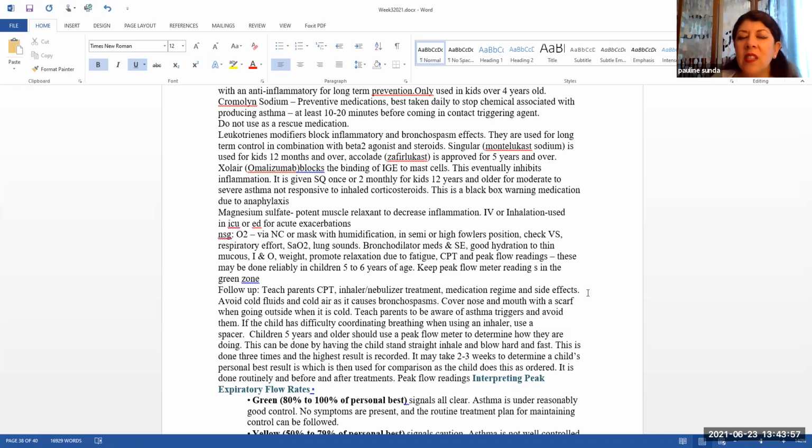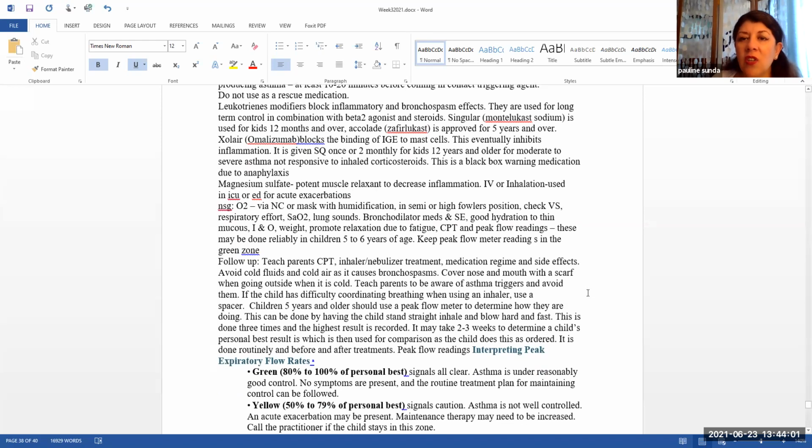Leukotriene modifiers, these block inflammatory and bronchospasm effects. They are used for long-term control in combination with the beta-2 agonists and steroids. Singulair or montelukast sodium is used for kids 12 months and over. Accolate or zafirlukast is approved for 5 years and over.